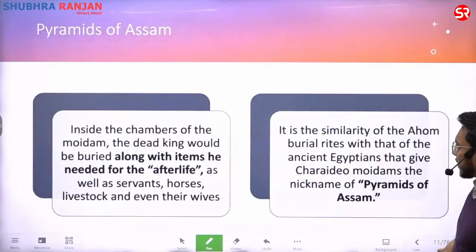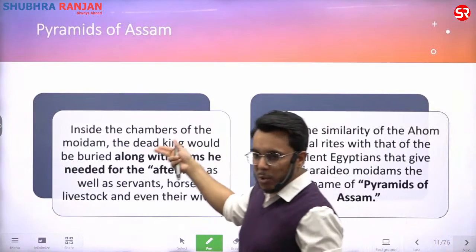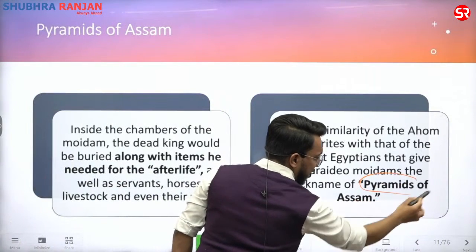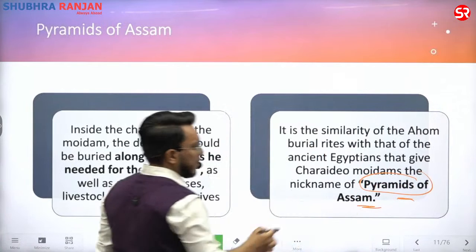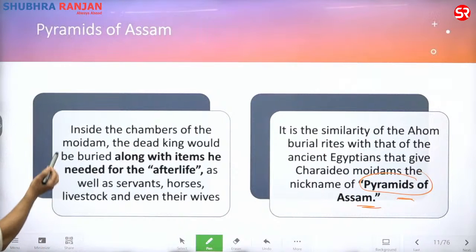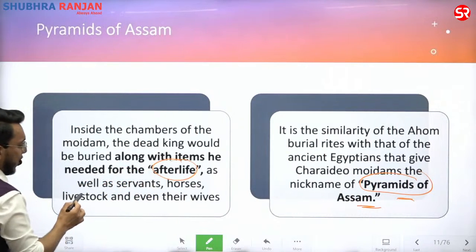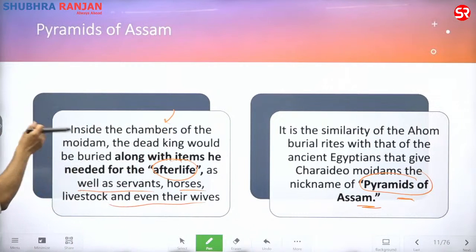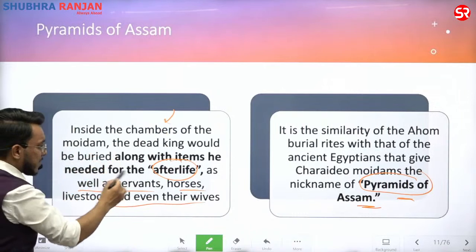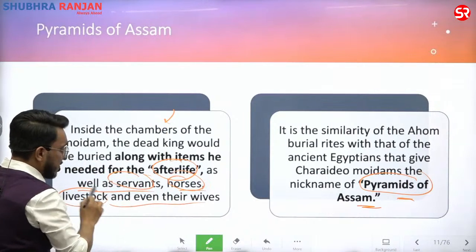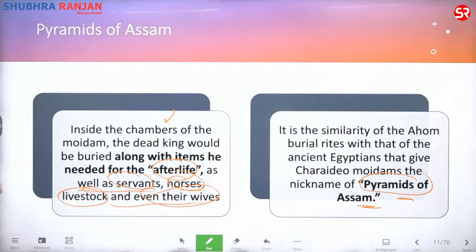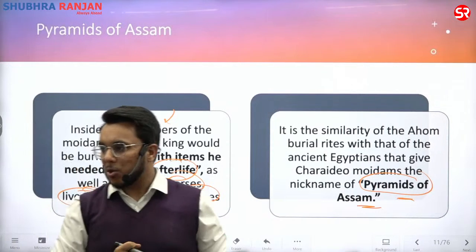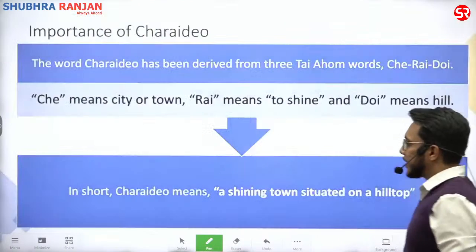Now, further, when we talk about these burials, I have told you that they have been compared with the pyramids of Egypt. Therefore, they have been called the pyramids of Assam. Why? Because they believed in afterlife, so many of their items, the things that they used, even sometimes the servants, the horses, livestock, and even their wives, were buried there along with them. Is it clear or not? So this is the reason.